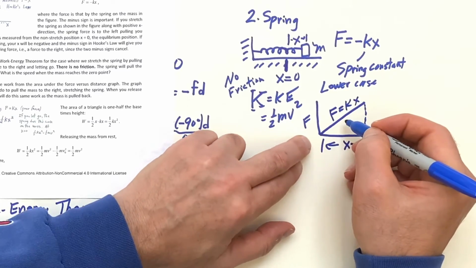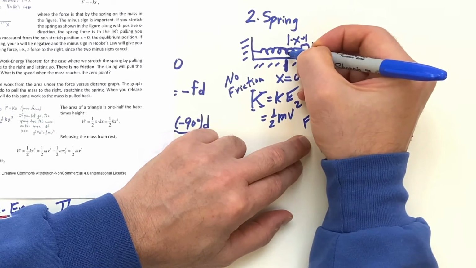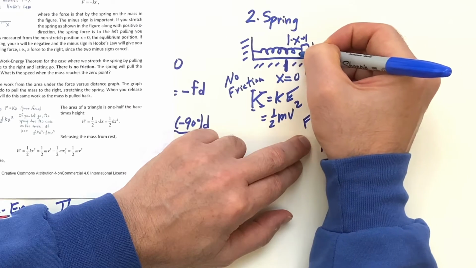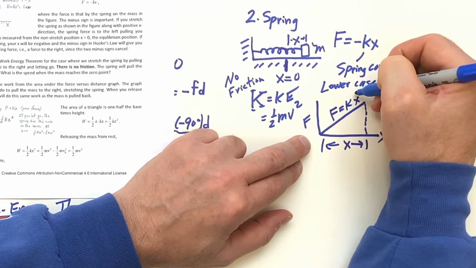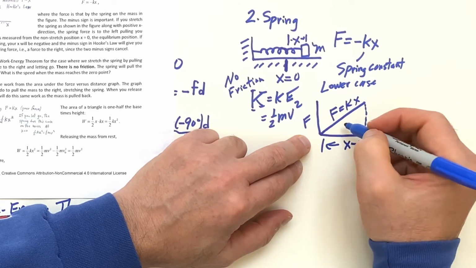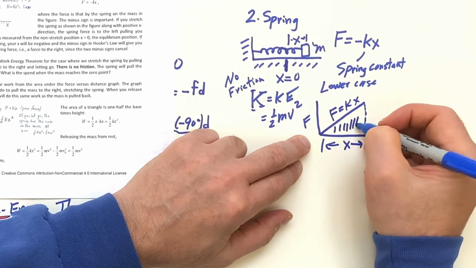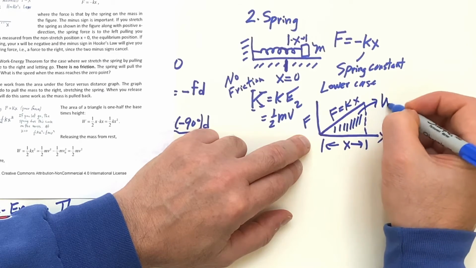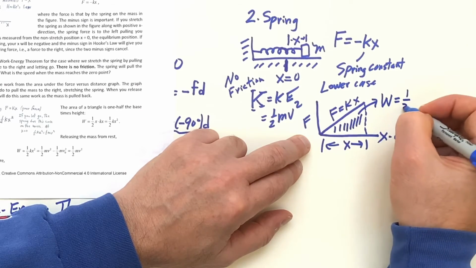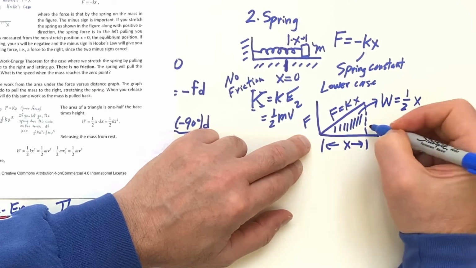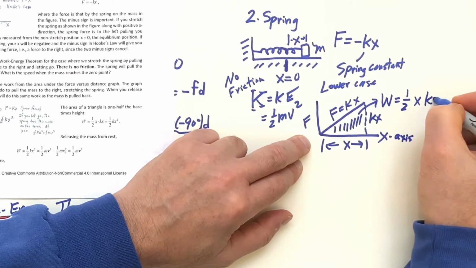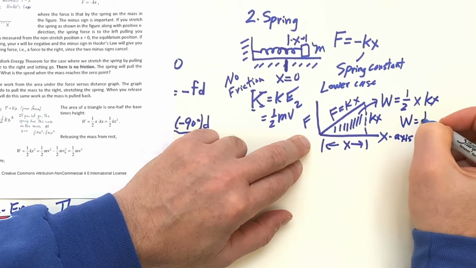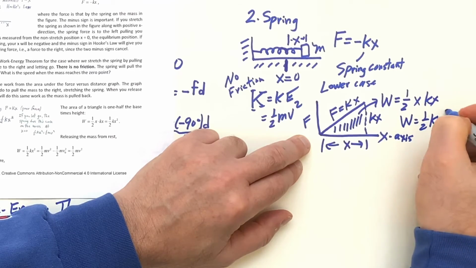Now I'm doing a plus sign here because I'm taking it from the equilibrium, pulling it to the right. I have to pull with more and more force to get it out there. So this is the correct equation for the setup, and I need the area under the graph. The area is the area of a triangle: 1/2 the base, which is x, times the height, which is kx. So that's 1/2 kx squared.